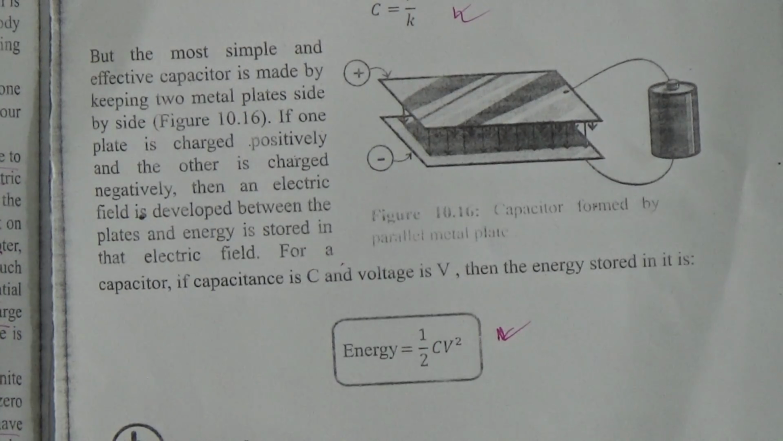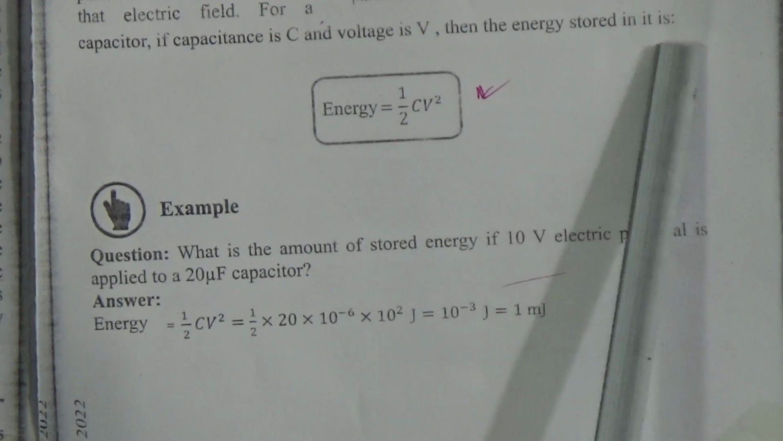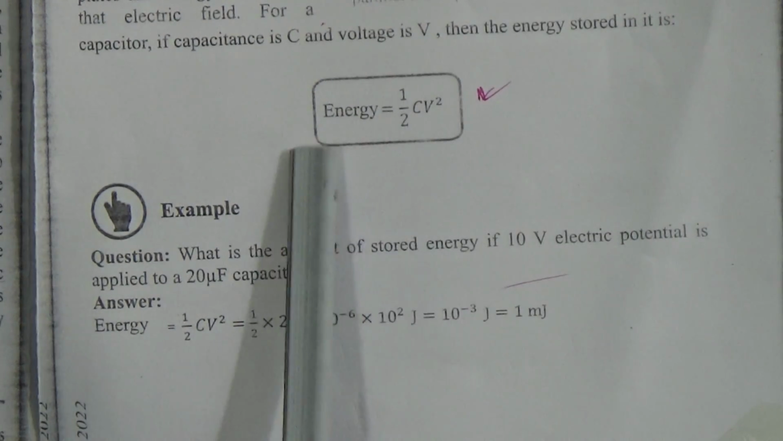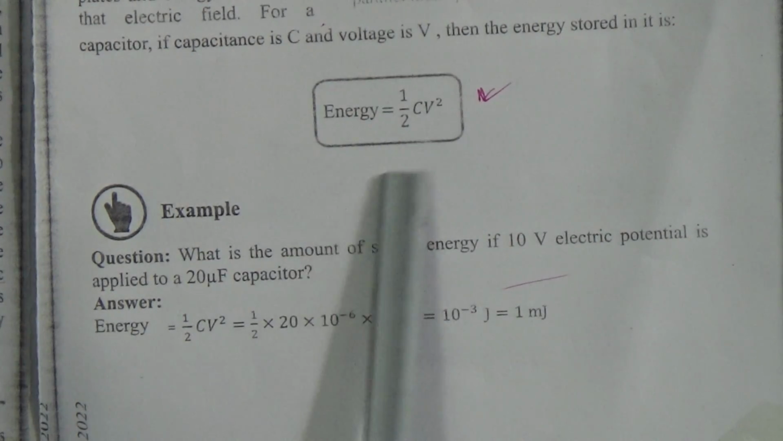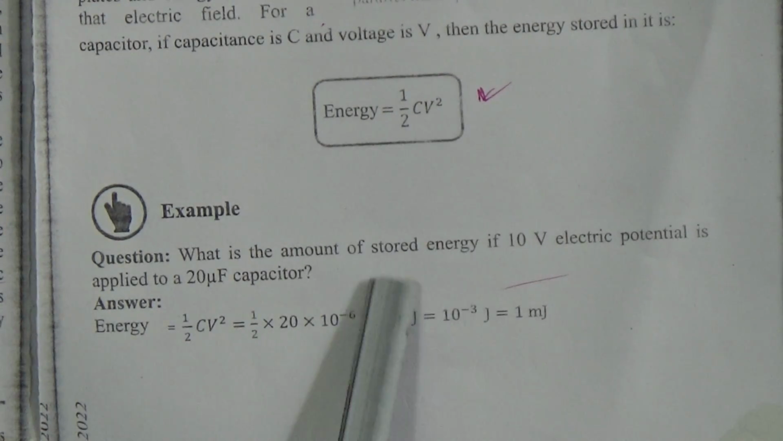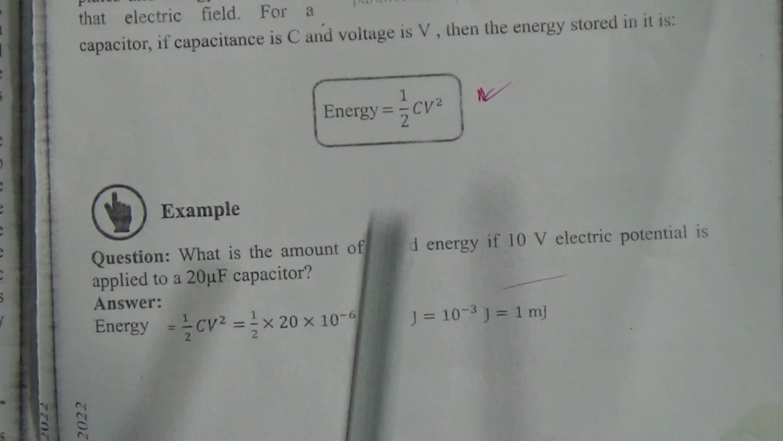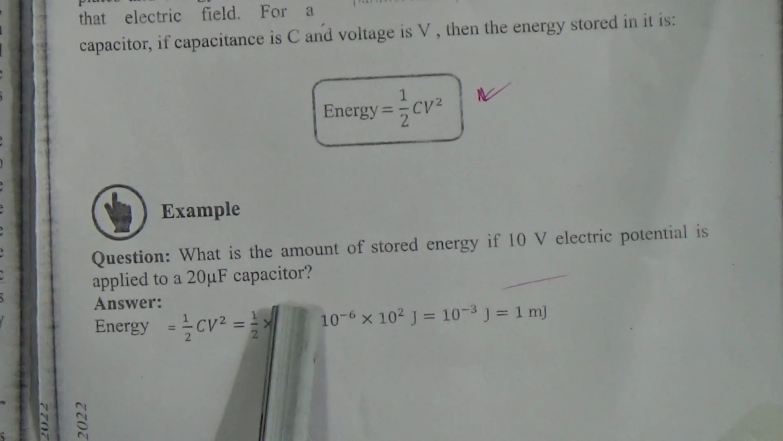So for a capacitor, if capacitance is C and voltage is V, then the energy stored in it is energy equals half CV square. My dear students, this is also a very important formula. You have to learn this formula to solve mathematical problems. Now we will solve a mathematical problem by using this formula.